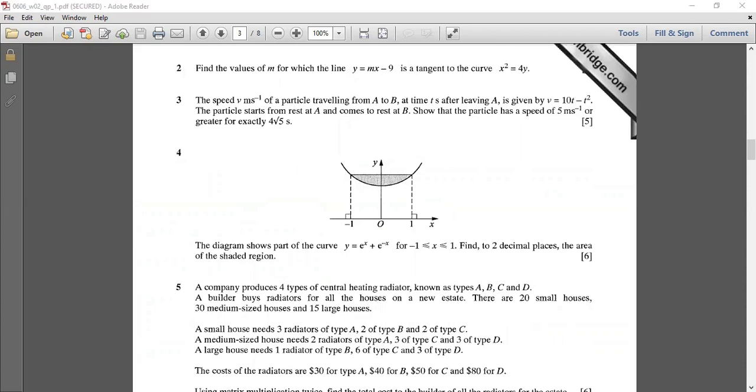So, okay, let's take a look at question 3. Let's begin. Okay, let's move this question 3 to the whiteboard and we shall start reading and doing it.